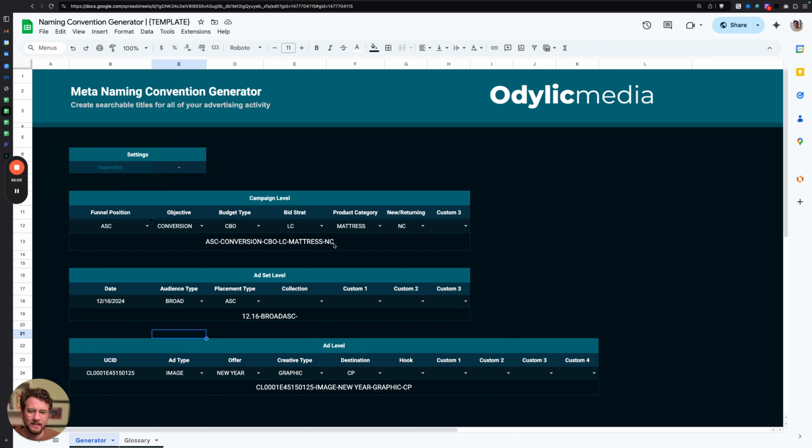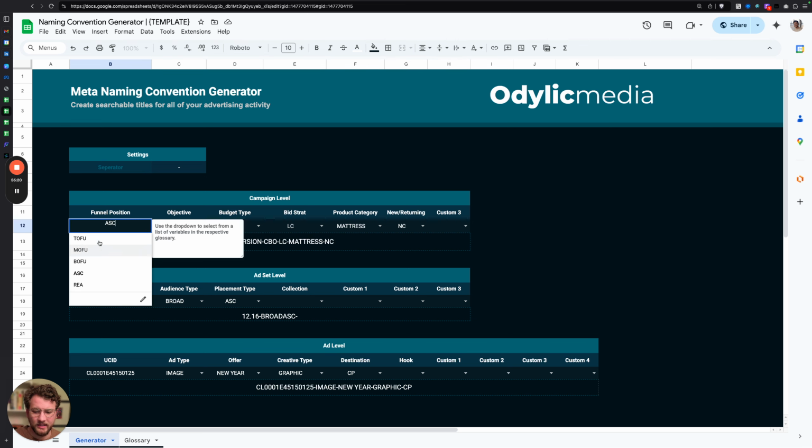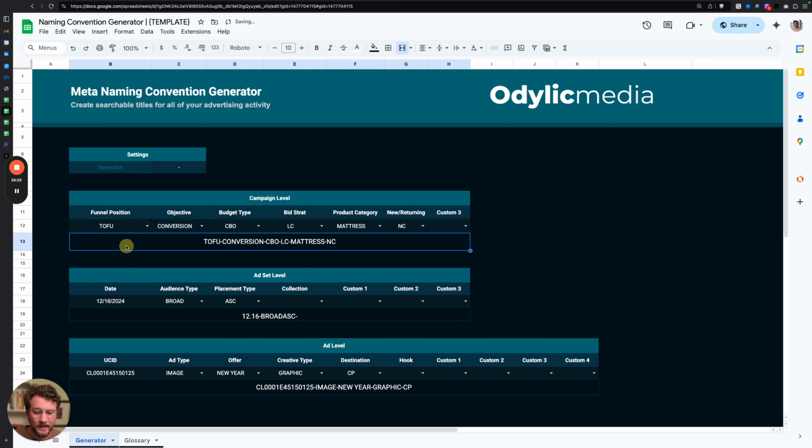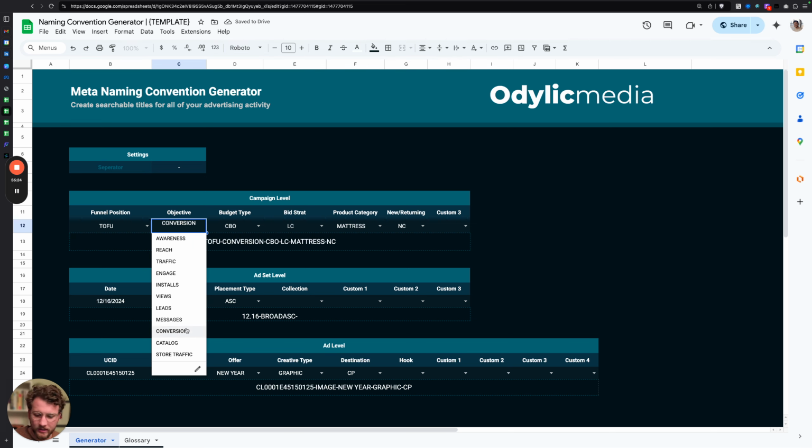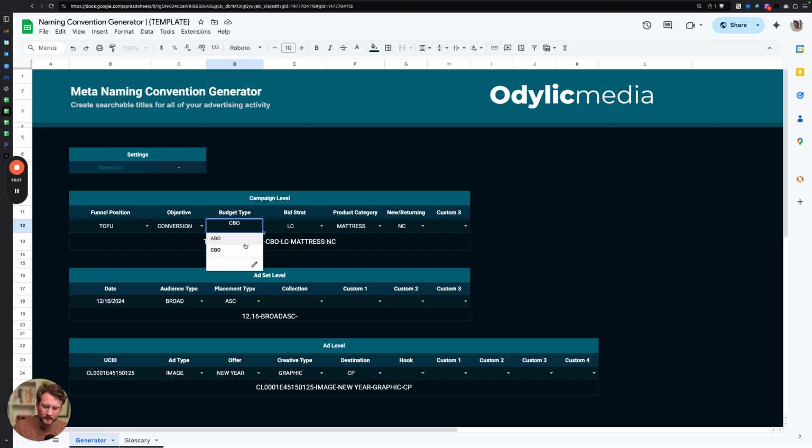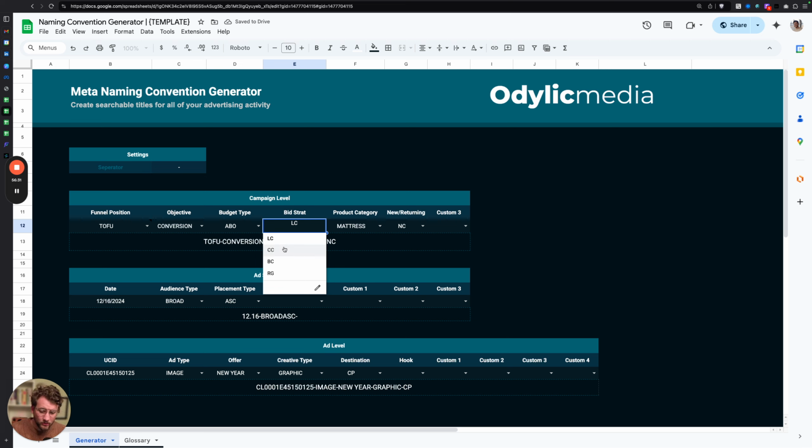The next one is the naming convention generator. This, again, is very important for testing those different variables that might be important for your brand. This is kind of our templated version here. So on the campaign level, we're going to name whether it's AFC, top of funnel, bottom of funnel, reactivation, whether it's a conversion, catalog, whatever it is. The budget type, again, we're always pretty much ABO. The bid strategy: lowest cost, cost control, bid cap, ROAS goal. This is supposed to be actually CPA goal, but feel free to change it.